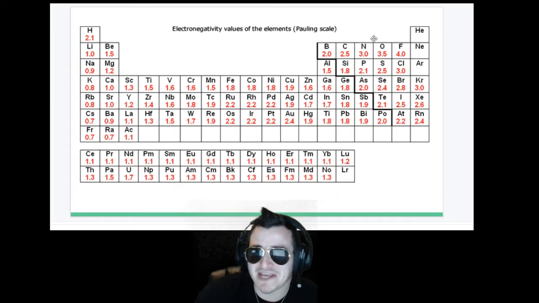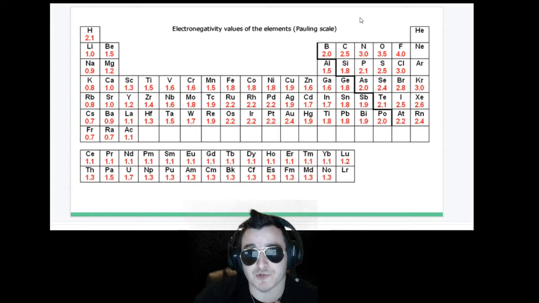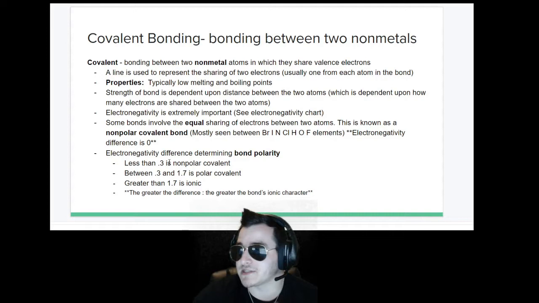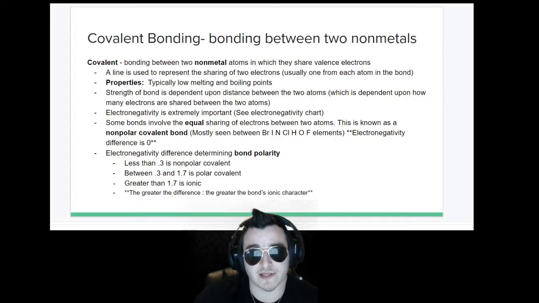Anyways, if we want to find the electronegativity difference, we simply take the larger electronegativity value and subtract the lower electronegativity value. For example, if we wanted to find out what type of bond nitrogen and carbon would form, we would simply take nitrogen's 3.0 and subtract carbon's 2.5, and that would be a difference between 0.3 and 1.7 because their difference would be 0.5. Therefore, the bond they would form is a polar covalent bond. Next, we will discuss what a nonpolar bond looks like and what a polar bond looks like, and then we will get into drawing these Lewis structures.